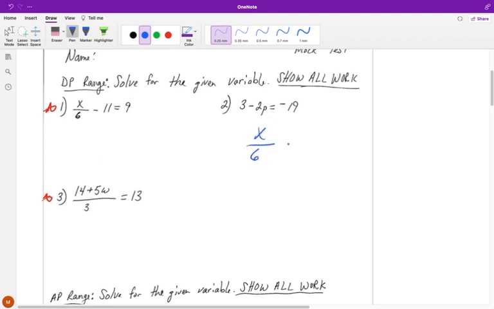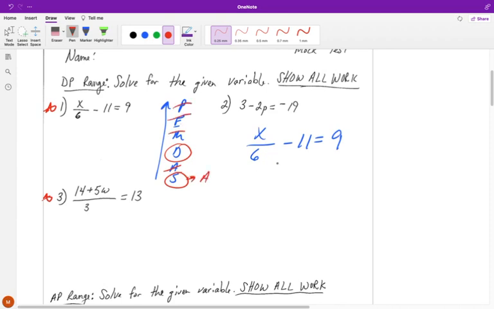So we have x over 6 minus 11 is equal to 9. So remember, when we're solving, we're doing our PEMDAS in reverse. So what is happening to our variable? Well, I see minus 11, so it's subtraction. And then remember, the fraction means division. So those are the two that I need to get rid of. So that means I need to get rid of subtraction first. The inverse of subtraction is addition, so I'm going to add 11 to both sides. So x over 6 is equal to 20.